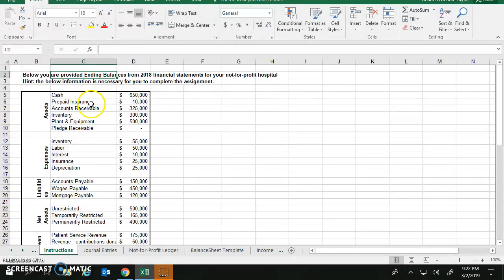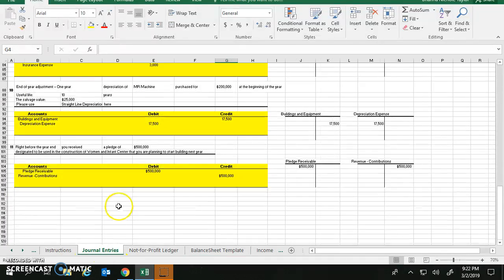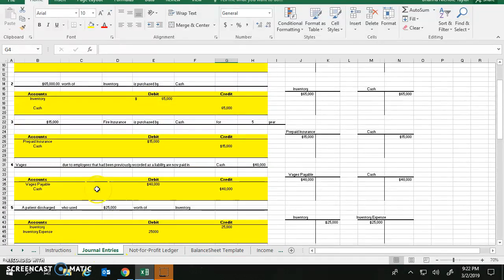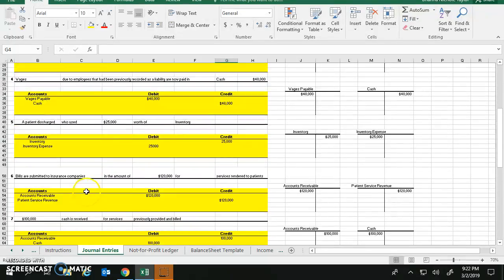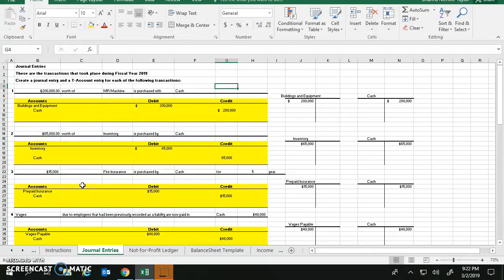This page here is just instructions and values that we'll be plugging into all our different journals, ledgers, and templates. So with our journal entries, we have entries 1 through 11, as you can see, and I'm just going to read out maybe 1 through 4 so you guys can get a feel of what we're doing.